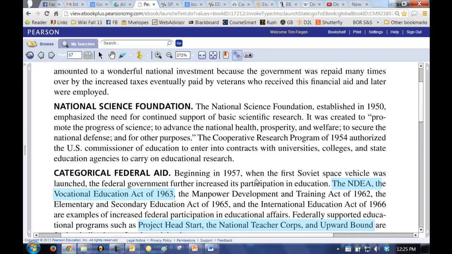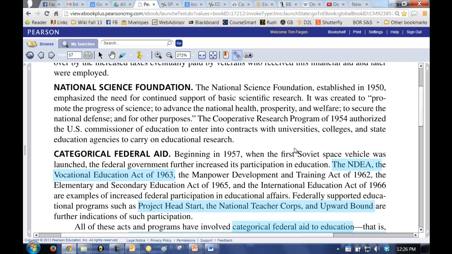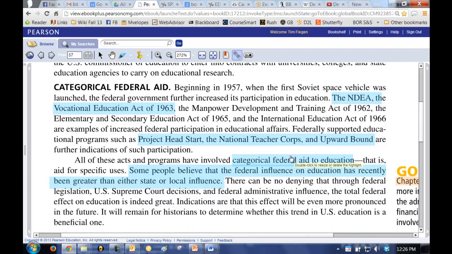Okay, National Science Foundation is another one now for your notes. Established in 1950, it was created to promote the progress of science, advance national health, prosperity, and welfare, and secure the national defense, out of the need for continued support for basic scientific research. Again, there's a question about that, the National Science Foundation. And this is the big one.